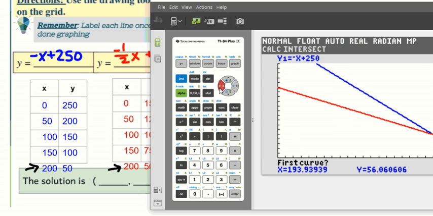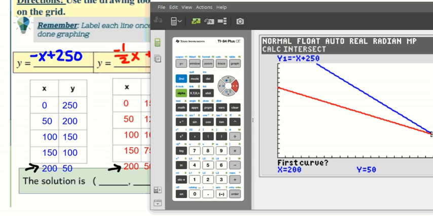Now, you will see this little marker show up on your first curve or your first line. Because our numbers are so large for this, we really want to make sure that we're isolating or zooming into that solution point. So we are going to use the arrows to zoom this little marker all the way into that intersection point that's on the edge of our graph.